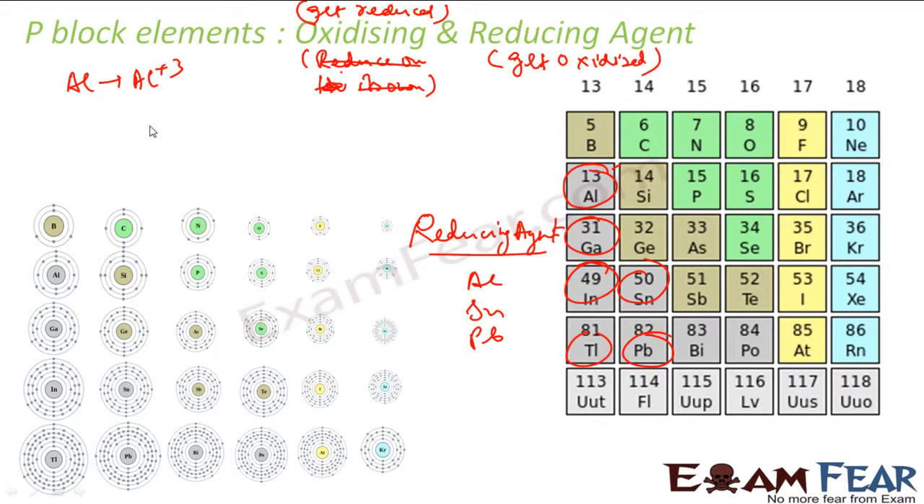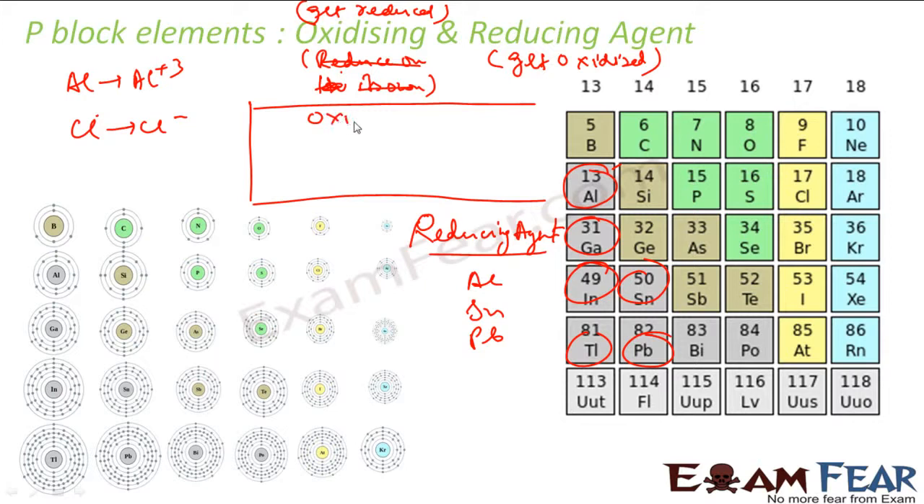Let's talk about oxidizing agents. For example, chlorine wants to become Cl minus. So from zero oxidation state, it wants to become Cl minus because it's more stable. So chlorine is one which wants to get reduced on its own. So they are oxidizing agents. So chlorine is an oxidizing agent, fluorine is an oxidizing agent, etc.